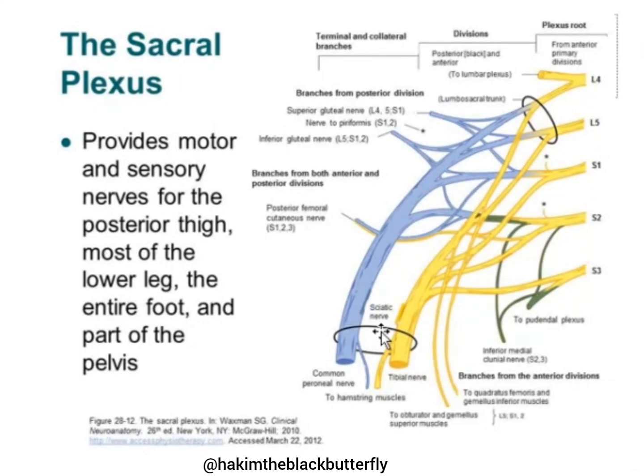the nerve known as the sciatic nerve is the largest nerve, and it's made up of two components. The sciatic nerve is made up of the common peroneal nerve and the tibial nerve. The common peroneal nerve and the tibial nerve, when you bring them together, they form what we call the sciatic nerve.